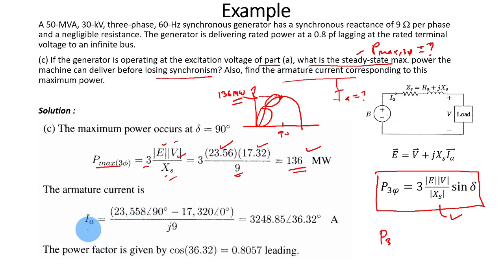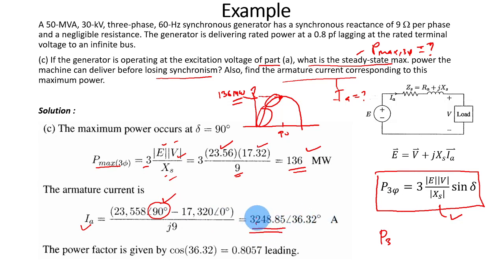Okay, again, the armature current at the maximum angle. You can see the same formula as before, but now you set the power angle at 90 degrees because you want to find the armature current at maximum power. If you plug in this value, except changing the angle to 90 degrees for maximum power, you will get around 3248 ampere. So this is basically the maximum.